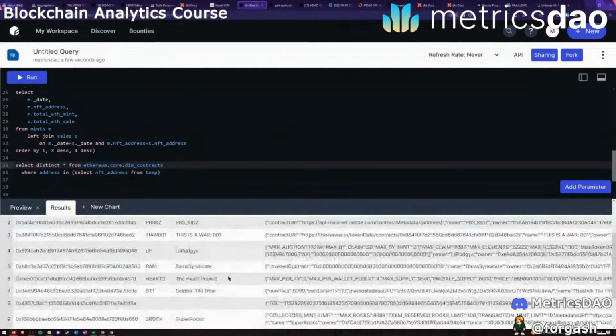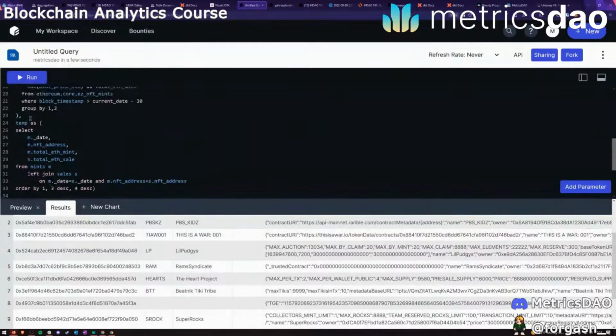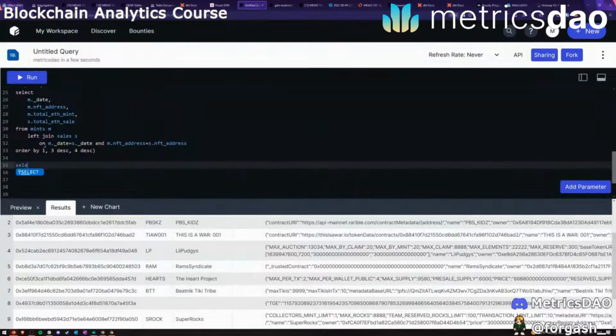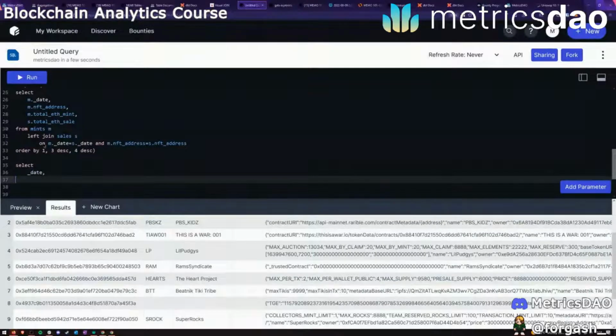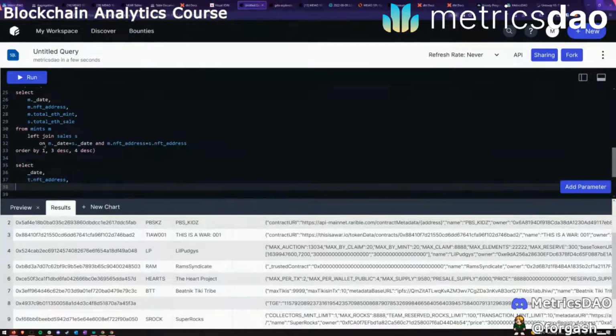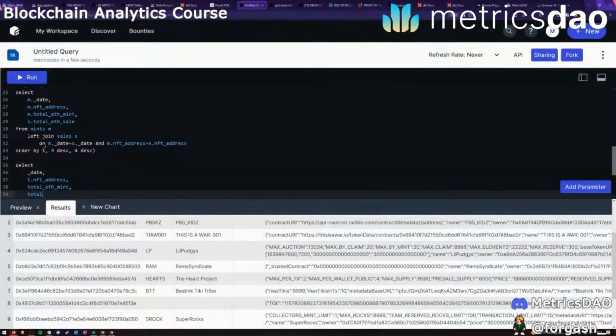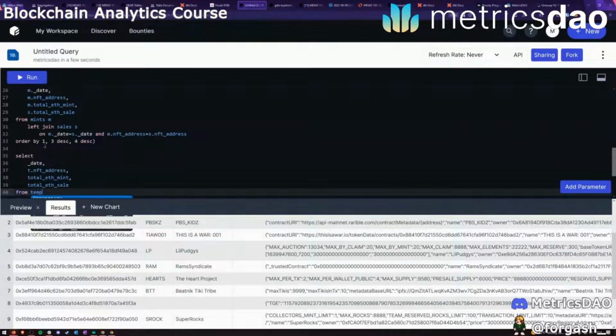Some little pudgies. We got the heart project. So now I'm going to actually keep this temp table. I could rename it, but I won't. Select all. Well, I don't want to select all. Let's go 8. Now let's just call it T dot. Total ETH minted. Total ETH sale. From temp, because that's what we called it. Alias it as T.